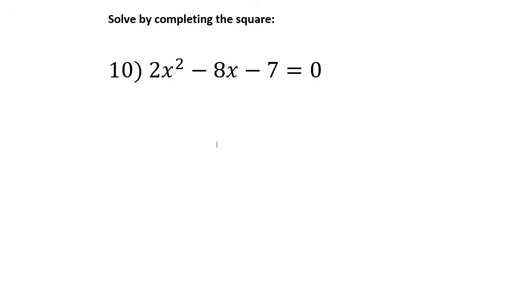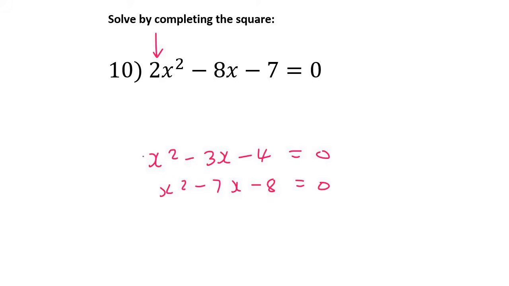In number 10, I want you to make very sure that you understand what I'm about to say. You cannot do completing the square if the number in the front is not a 1. You know how in all the previous examples we've done, they've all looked something like this, or maybe like this. See how the number in the front is always a 1? That is a golden rule for completing the square.